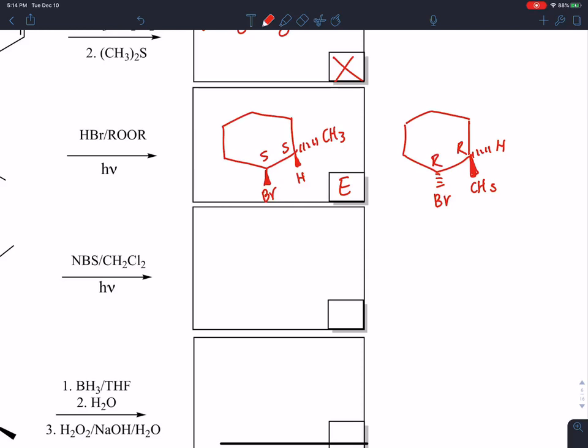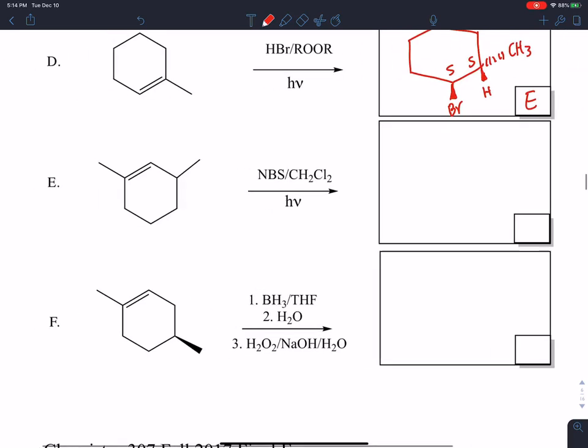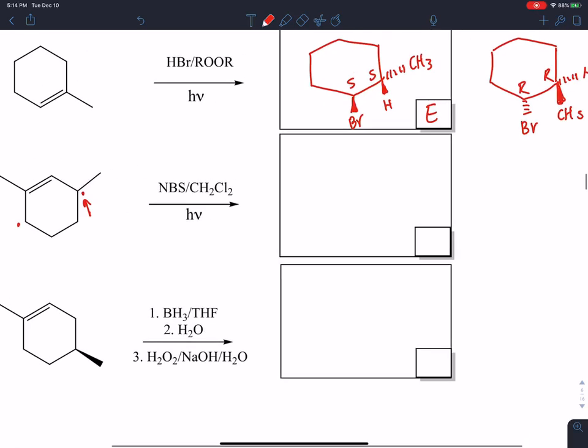Alright, next question. NBS just adds a Br on the allylic spot. So my allylic spots are here, here, and here. That's just one away from the double bond. And out of those 3, the one that's most substituted is that one, so we're going to put the Br there. Now the Br can again come in as a wedged or a dashed. So let's say it came in as a wedged, well then my answer would be that. And the other answer would be the enantiomer if they came in as a dashed.